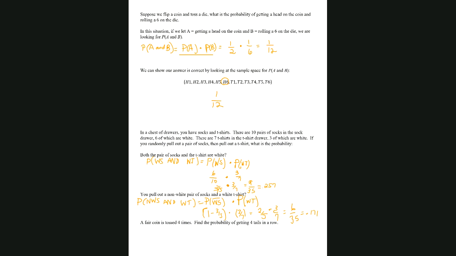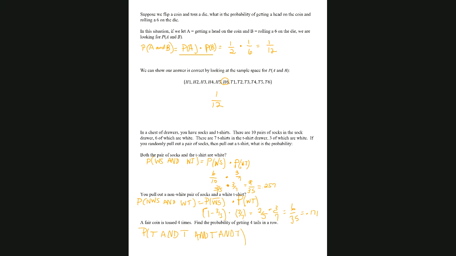All right, cool. So that looks pretty good. Let's look quickly at another example. It says a fair coin is tossed 4 times. Find the probability of getting 4 tails in a row. So really, this is the probability of getting tails and tails and tails and tails, right?